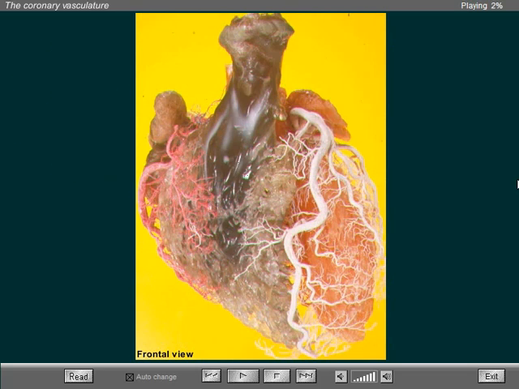This is a frontal view of a cast corrosion preparation of the heart, and note that we see in grayish color the ventral cardiac chamber, which is the right ventricle, which continues with the pulmonary trunk. Note the right coronary artery and its branches in red, and the left coronary artery and its branches in white.